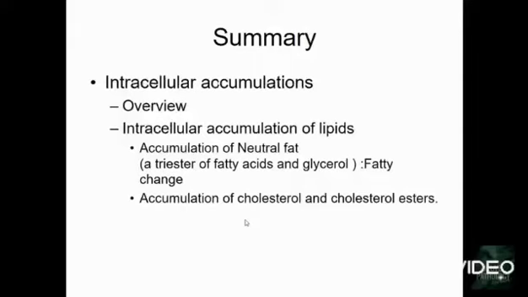So, in conclusion, we just discussed intracellular accumulations. We talked more about intracellular accumulation of lipids, particularly accumulation of neutral fat, that is known as fatty liver. We also know that neutral fat is a triester of fatty acids and glycerol. It's basically a triglyceride. And we also talked about accumulation of cholesterol and cholesterol esters. So that completes today's topic.